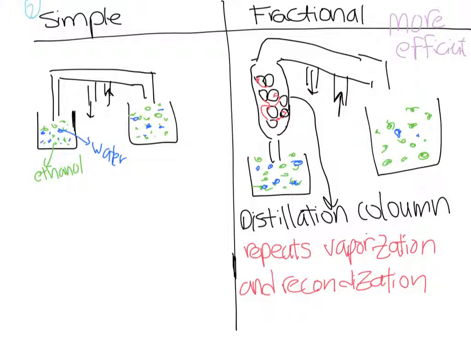However, in fractional distillation, we add one piece, which is called a distillation column. In our distillation column, there are little beads. Once we boil our mixture, our ethanol is going to evaporate at 78. However, once it touches a bead, it's going to condense on that bead, and then from that bead it's going to evaporate again. Once it touches another bead, it will recondense, and so on. As it goes through, it's going from evaporation to recondensation.